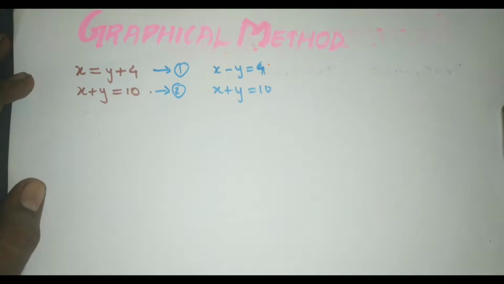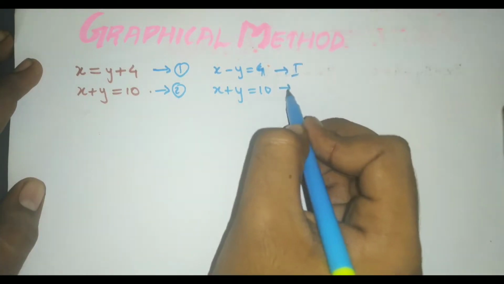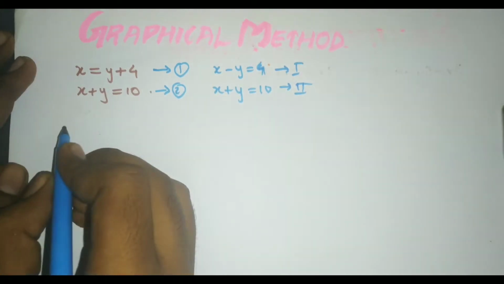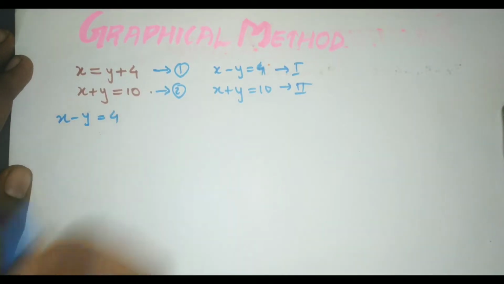Now the graphical method, you basically have to draw what? A graph. Using the graph you have to find the solution of the given two linear equations. For finding that, we will take the first equation, and this is the second equation. The first equation is nothing but x minus y is equal to 4.